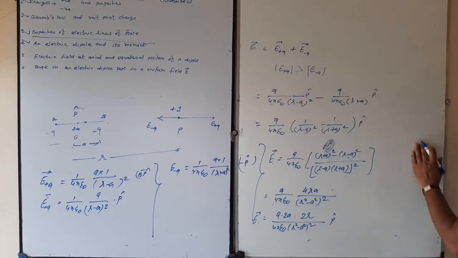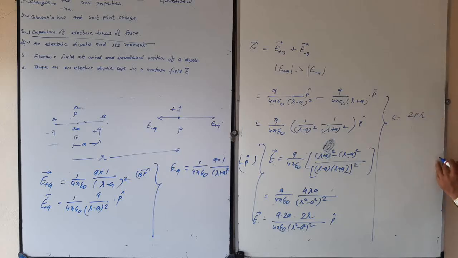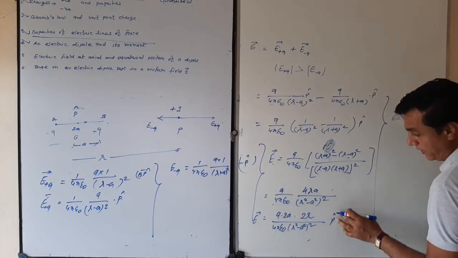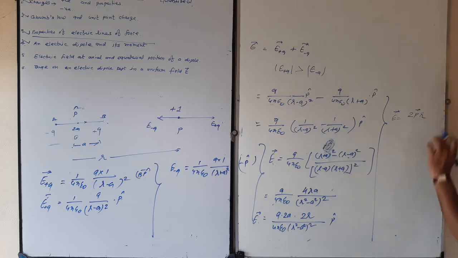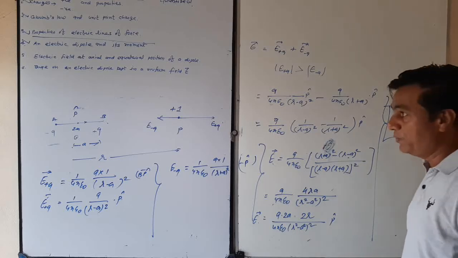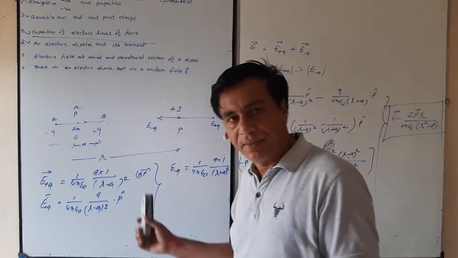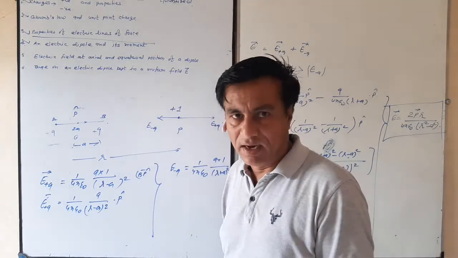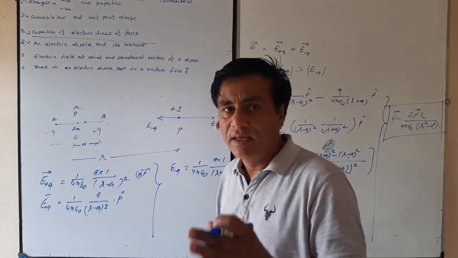Now Q dot 2A can be written as P. So double PR I have written already as a vector, with the unit vector P cap direction already shown at the dipole moment. So 2PR upon 4 pi epsilon 0 (R square minus A square). It is the electric field intensity at point P, which is situated at the axial position, means it is situated on the axial line.